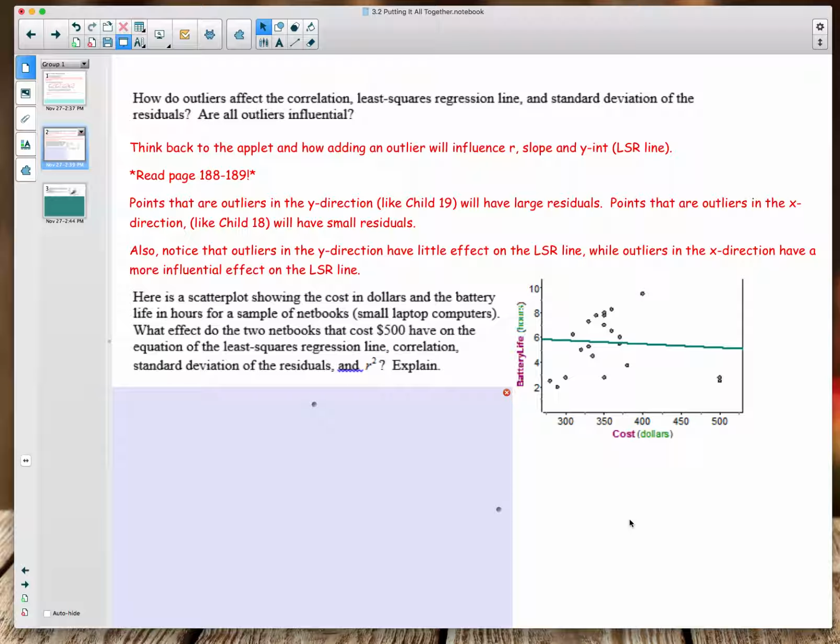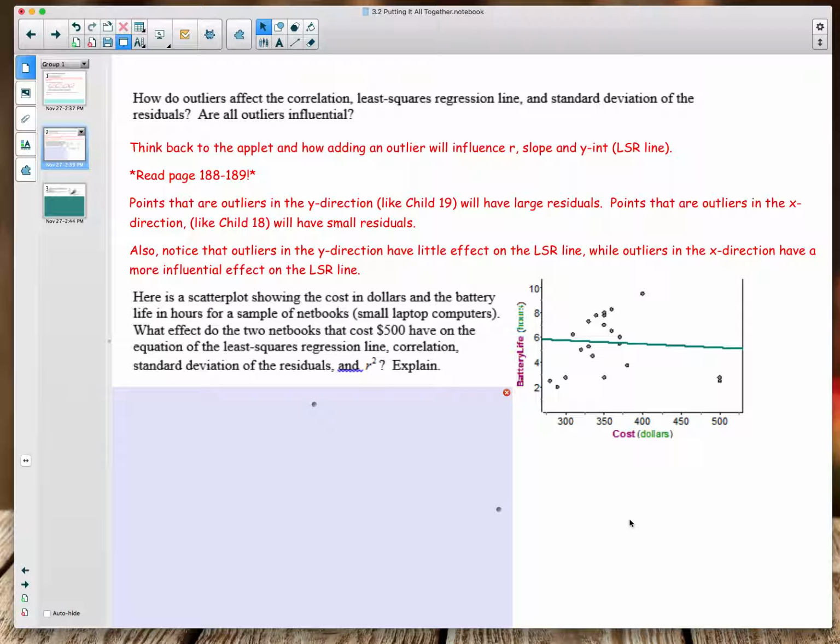So child 18 is actually going to have a bigger impact on the slope in your least squares regression line than child 19. So that's another thing you have to keep in mind. While child 18 is going to have smaller residuals, it's going to impact your least squares regression line more. And so child 18 is going to be considered influential.